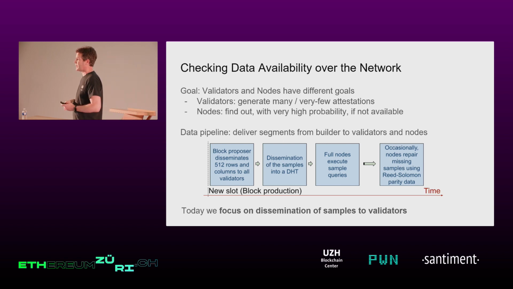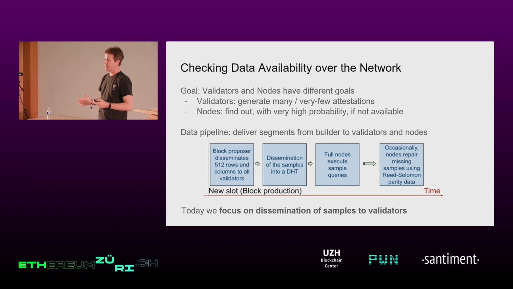So notice that in the context of Ethereum, there are different nodes, and they have different goals. So validators and full nodes have different goals that they want to achieve from this extended set of data. Validators, their goal is they should either generate many attestations if the data was available, or they should generate very few attestations if the data was not available. And that's the system level goal. We don't like things in between.